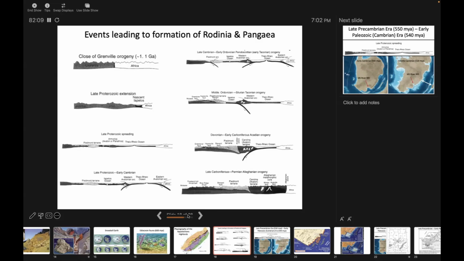All right, so I just basically introduced the graphic that you see here. These are the events leading to both the formation of Rodinia and Pangea, but there's a lot of stuff in between, right? So looking at the top left of this, that's the formation of Rodinia. That's the close of what's called the Grenville orogeny. That's when it ended, roughly 1.1 billion years ago. And you can see there on the left is Laurentia, and on the right is Africa.